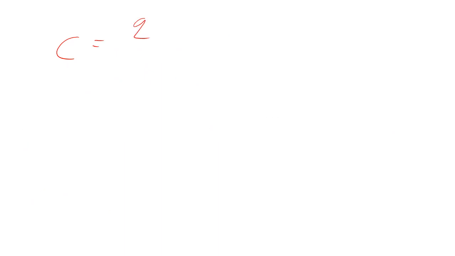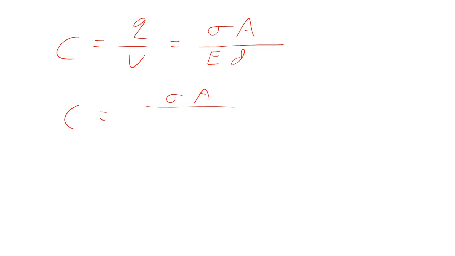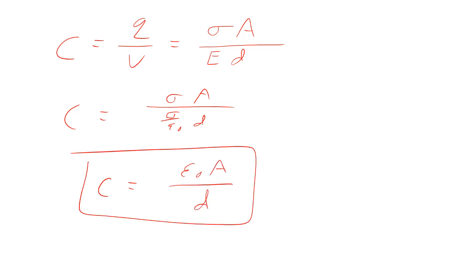Okay, so capacitance is going to be Q over V. Well, Q is sigma times A, and V is going to be essentially E times d. But we also know that E is also equal to sigma over epsilon naught. And so you do a little bit of algebra, and we come up with epsilon naught A over d. So that is the capacitance for a parallel plate capacitor.